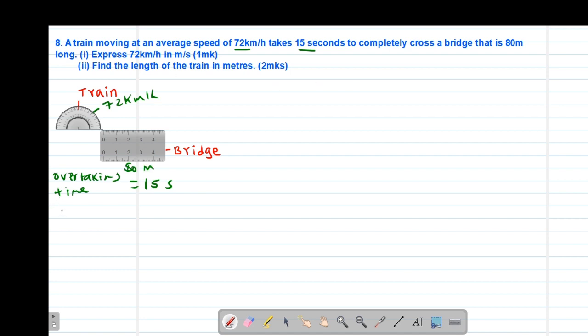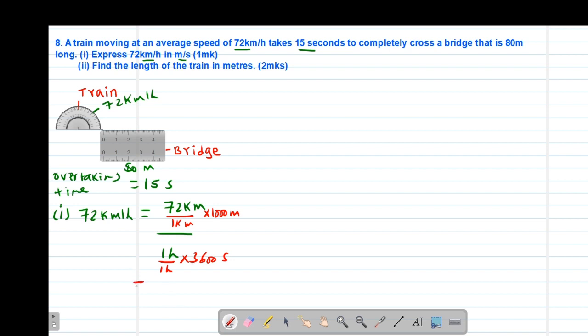So in Roman 1 of the question, we are told to express 72 kilometers per hour in meters per second. So remember, 72 kilometers per hour is simply the same as saying 72 kilometers divided by 1 hour. Therefore, if I need meters per second, I'll convert the 72 into meters. So this will be 72 divided by 1 kilometer multiplied by 1,000 meters. Then to convert the 1 hour into seconds, this will be over 1 hour multiplied by 3,600 seconds.